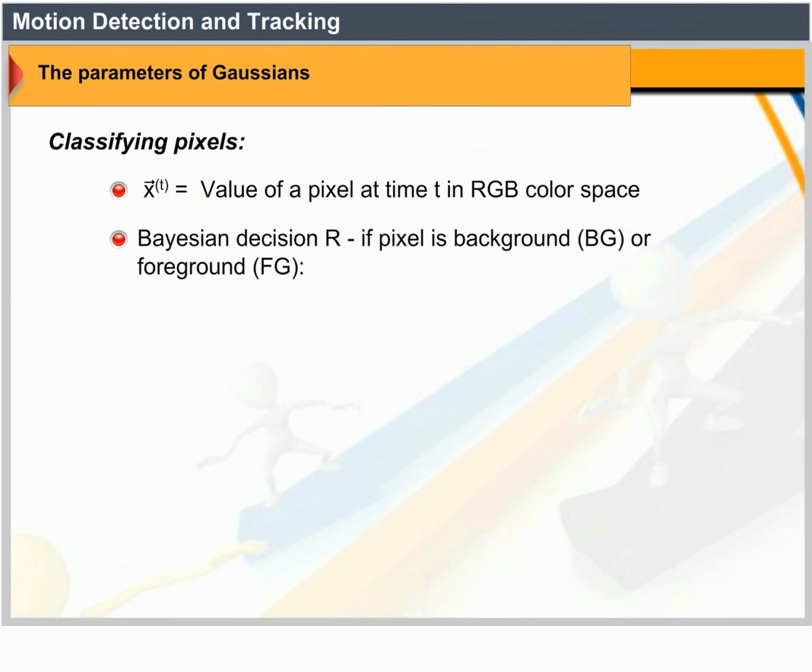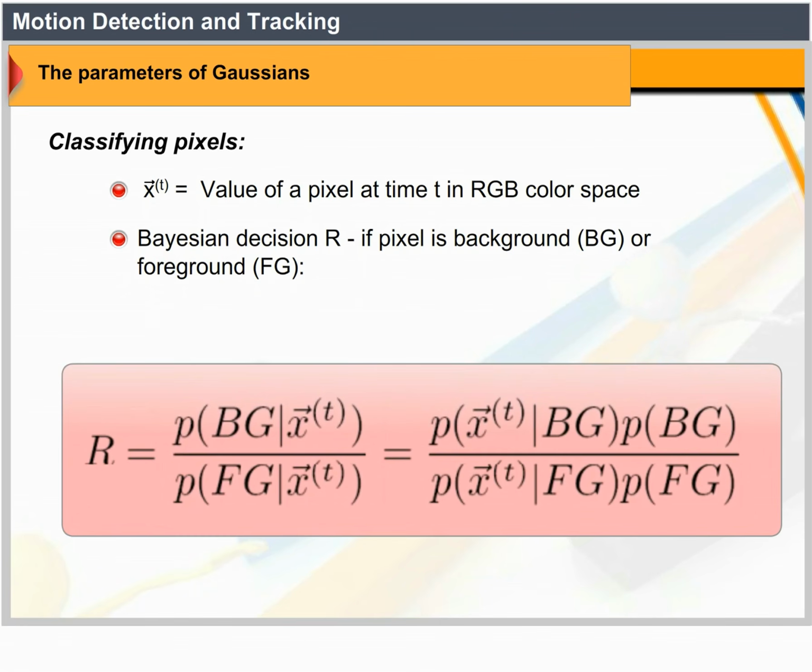Bayesian decision R, if pixel is background or foreground. R equals probability of background given x vector power t over probability of foreground given x vector power t, equal to probability of x vector power t given background times probability of background, over probability of x vector power t given foreground times probability of foreground.